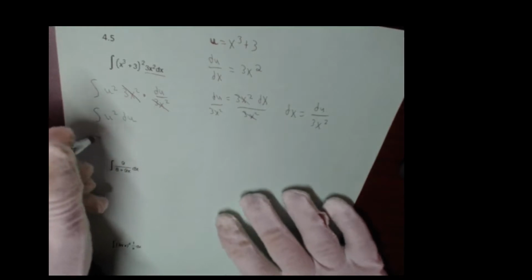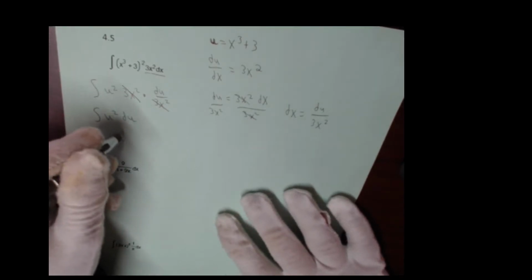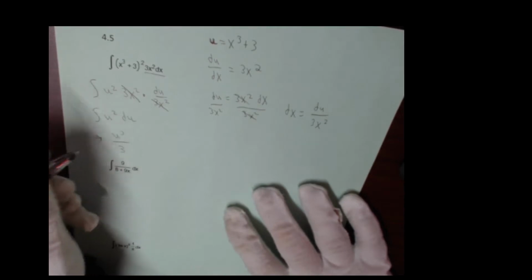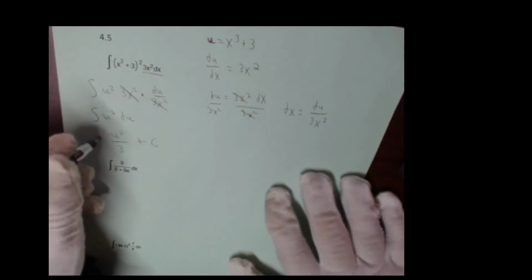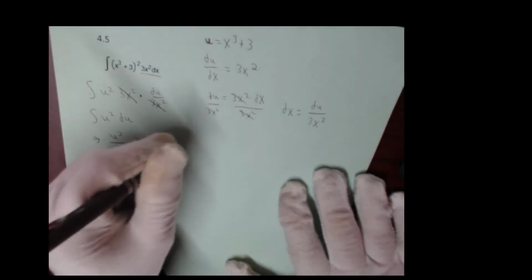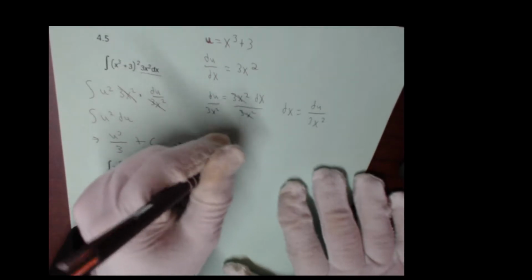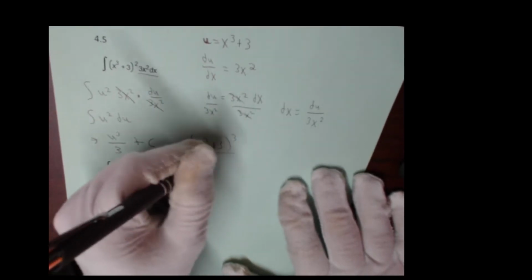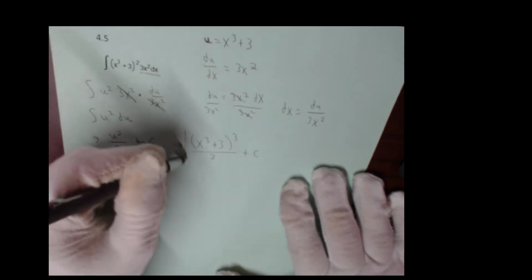You'll notice that this integral is pretty simple. That's just going to be u cubed over 3 plus c. And now, to finish off, all we need to do is plug back in our substitution. So the answer is x cubed plus 3 to the third power divided by 3 plus c. And don't forget that you can test your answer by taking the derivative of it and seeing if it works out.